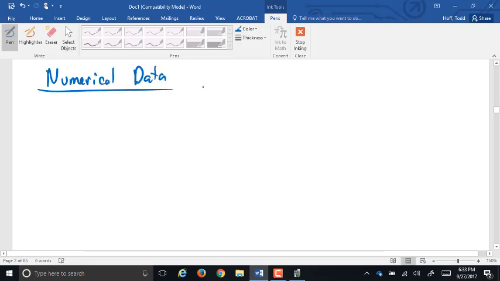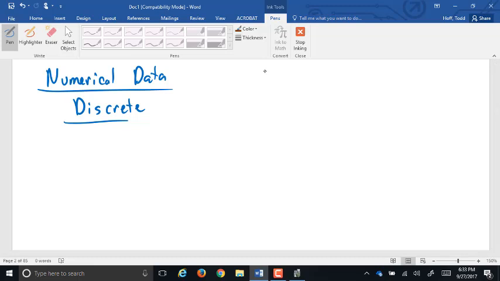And for numerical data, we are going to have to separate it out into our discrete and our continuous. So we're going to look at discrete first. Discrete actually can be the more complicated of the two. We're going to start out with the simplest case first, where we have not only discrete data, but we have a limited number, a very small number of values.